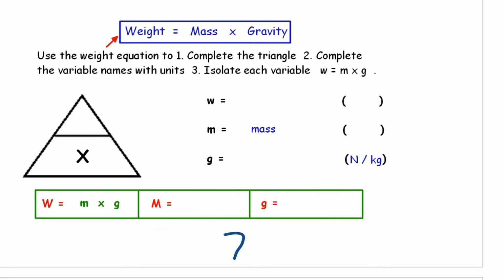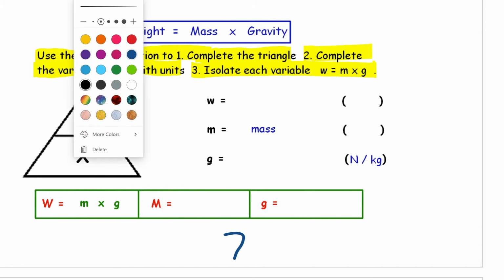Now we're getting into the calculations. Use the weight equation, I'll highlight as I'm speaking. Use the weight equation to 1. Complete the triangle. 2. Complete the variable names with units. And 3. Isolate each variable. So that's rearranging the equation. So let's do that one at a time. Complete the triangle. Okay.